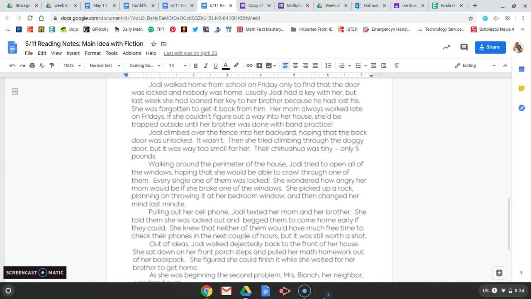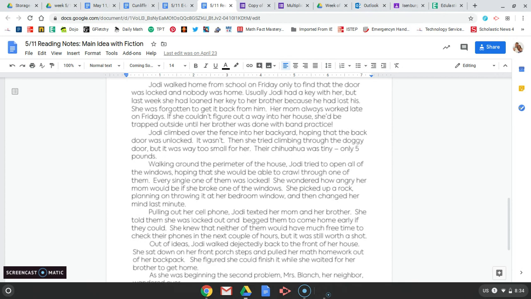All right, so if we've found the characters with the setting and the problem, what do we need to be on the lookout for now? The solution, for sure. And we also want to keep a lookout in case any more problems pop up, because sometimes there's more than one. So let's keep going. We are right here at the beginning of paragraph 2.